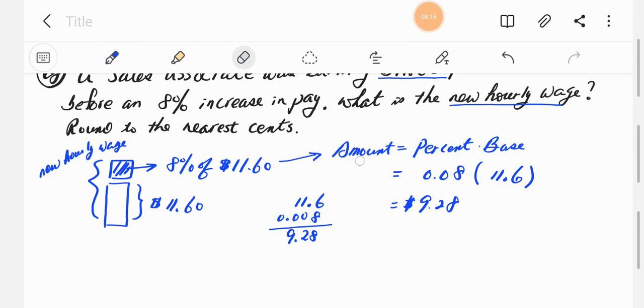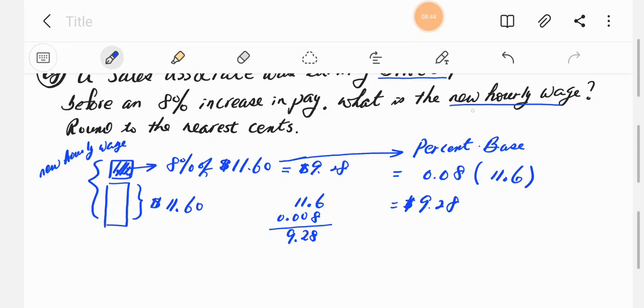this guy, right? So let's not do this one. Not yet. So this is a percent times the base, right? Percent times the base. So this added increased part is this one, right? This one. So this is equal to $9.28. So the new wage is the sum of these two, right?